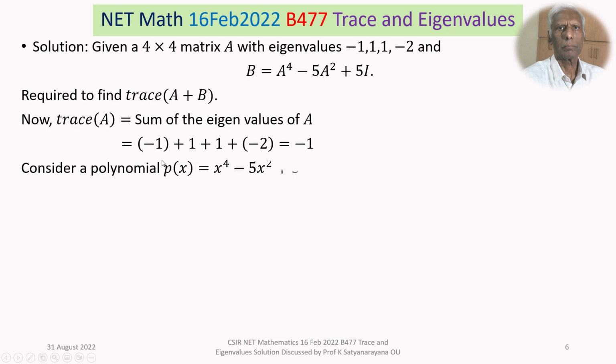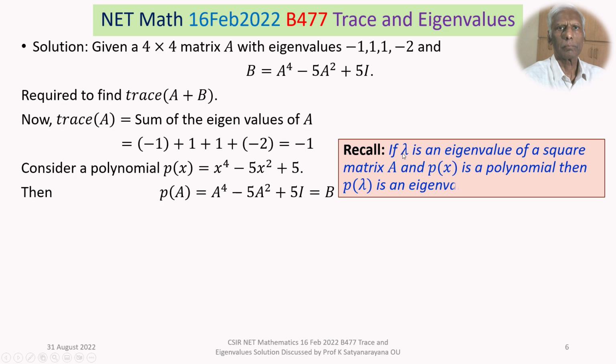Consider a polynomial P of x, that is equal to x power 4 minus 5x square plus 5. Then P of A is equal to A power 4 minus 5A square plus 5I, which is the matrix B. Now we recall a result from linear algebra. If lambda is an eigenvalue of a square matrix capital A and P of x is a polynomial, then P of lambda is an eigenvalue of P of A. Now we know the eigenvalues of A. We can find the eigenvalue of P of A, which is equal to B. So the eigenvalues of B can be obtained using this result.